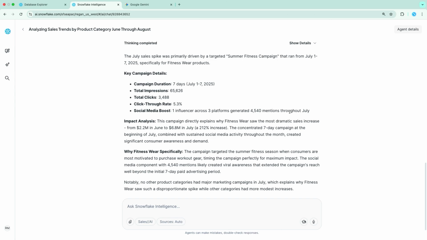It had a whole lot of impressions, a whole lot of clicks and click-throughs. So we're getting a good throughput on our marketing campaign here. And it also says that there was a boost from social media. So there was an influencer who retweeted or re-TikToked, or whatever you call it, this campaign over their social media. I think this was on Instagram.